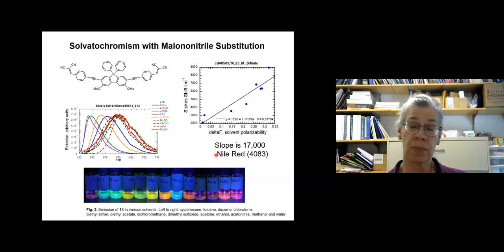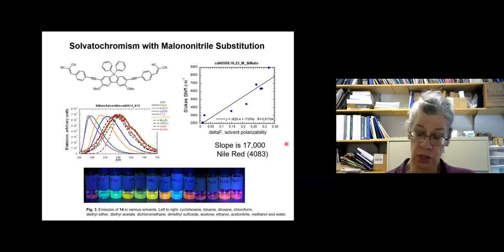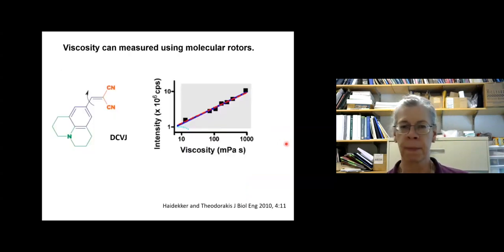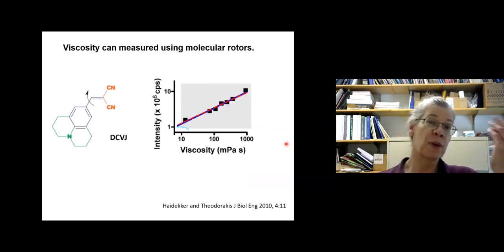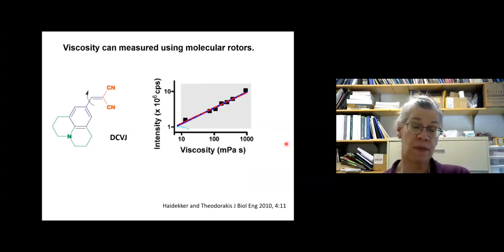And then compared to Nile Red, which is a commercial solvatochromic dye with a Lippert-Mataga slope of about 4,000, it's quite competitive. Okay, so that takes care of the polarity or solvatochromic aspects of being a lipid probe.